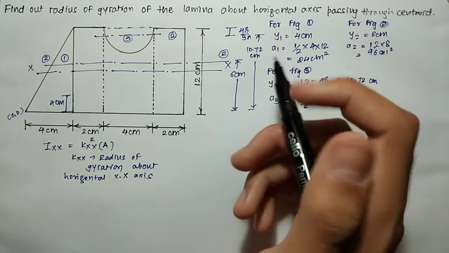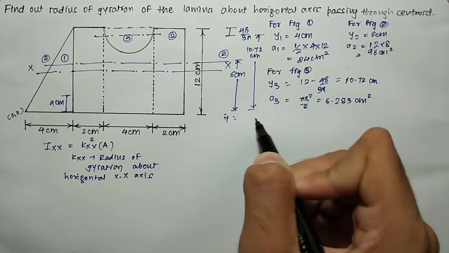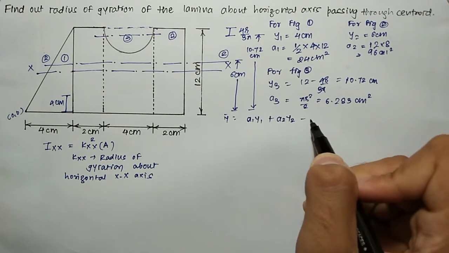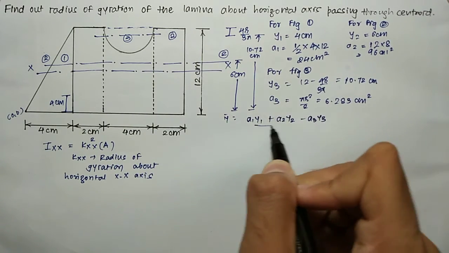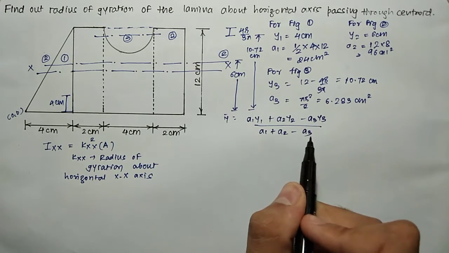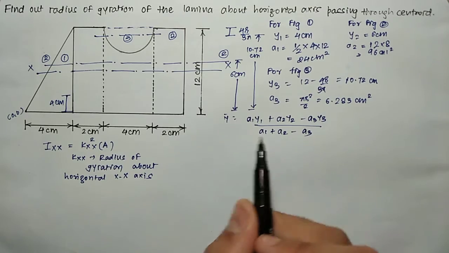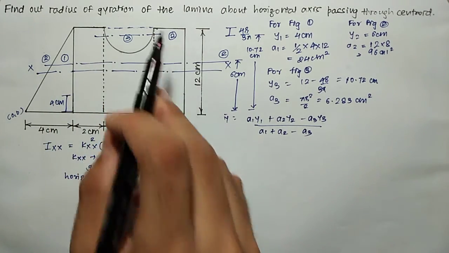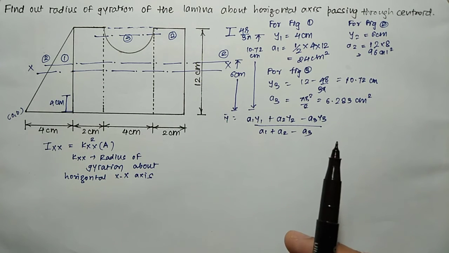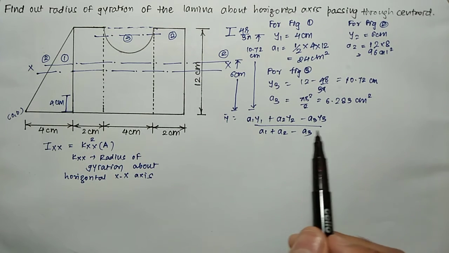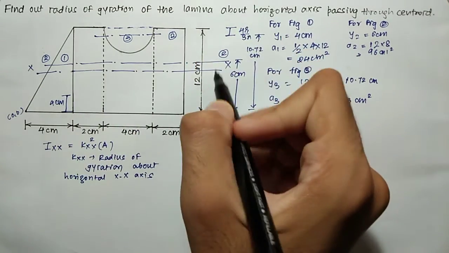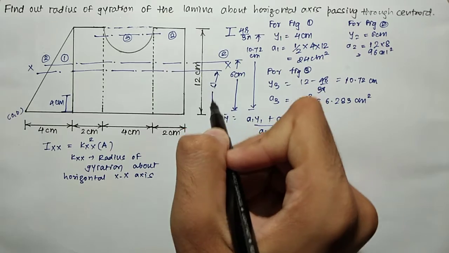location of the centroid of the lamina as y bar, which is nothing but A1 y1 plus A2 y2 minus A3 y3 divided by A1 plus A2 minus A3. Here we have subtracted A3 from A1 plus A2 as there is a semicircular cut in the rectangular region. So we have subtracted A3, and this is the formula to determine the centroid in the y direction, that is this much distance, that is y bar. So this is nothing but y bar.